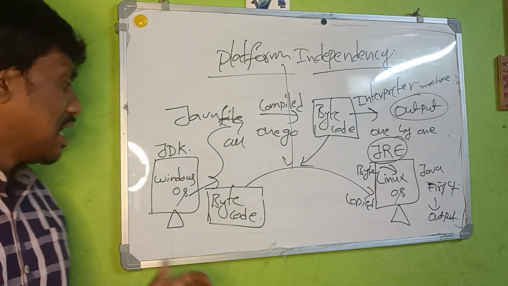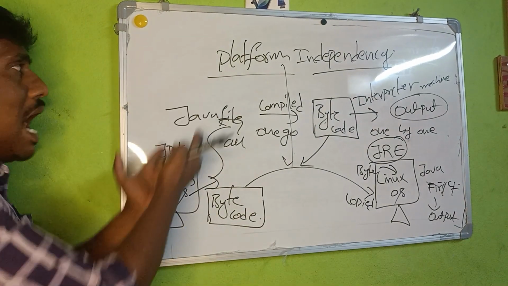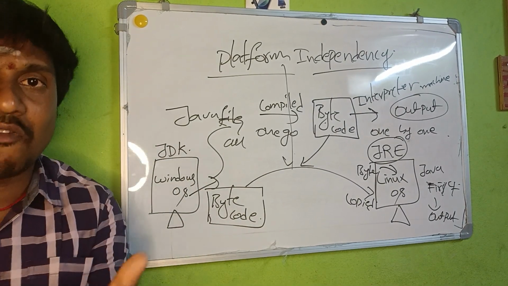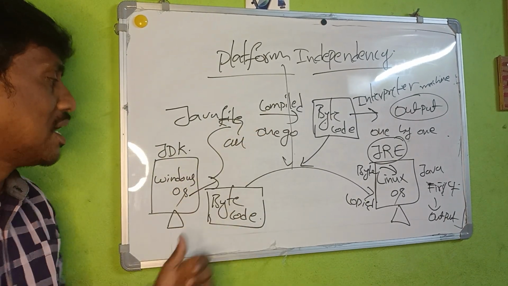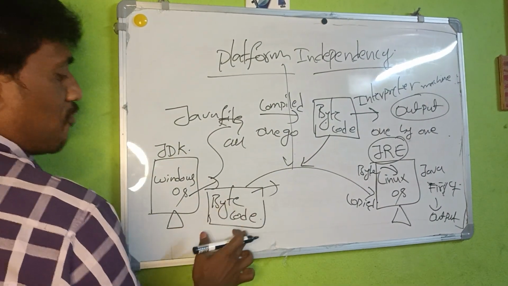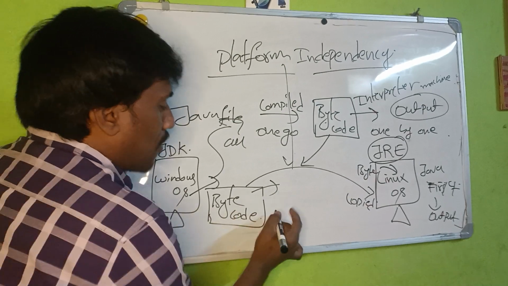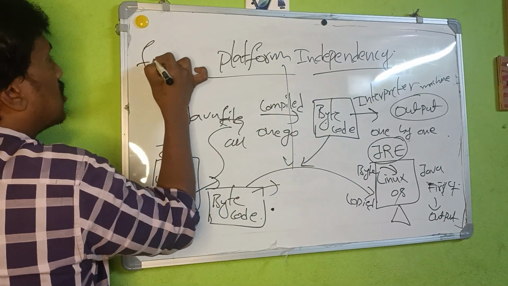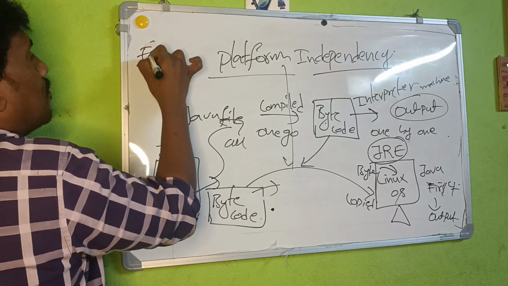How is it platform independent? In a Windows operating system which has a JDK, I have written one Java file, a .java file, and compiled it. Now see, I will get one file called a bytecode file. The extension, now I am saying the extension. See, first.java is our file name.